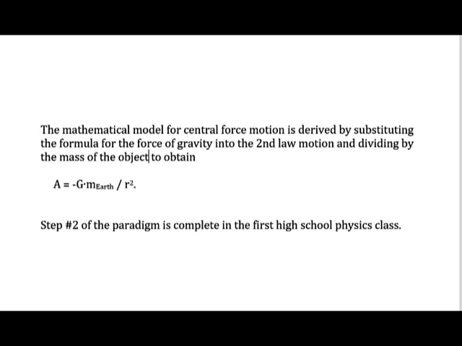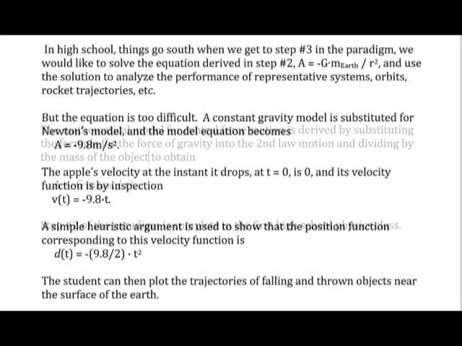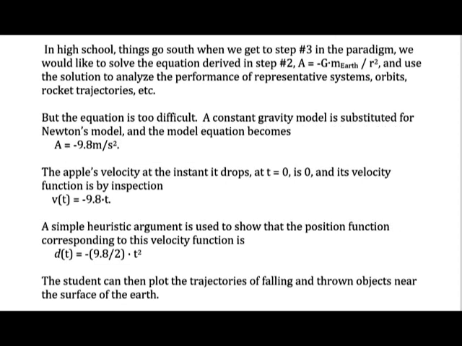The mathematical model for central force motion is derived by substituting the formula for the force of gravity into the second law of motion and dividing by the mass of the object to obtain acceleration equals minus G times the mass of the Earth divided by r squared. Step 2 of the paradigm is complete in the first high school physics class. In high school, things go south when we get to step number 3.